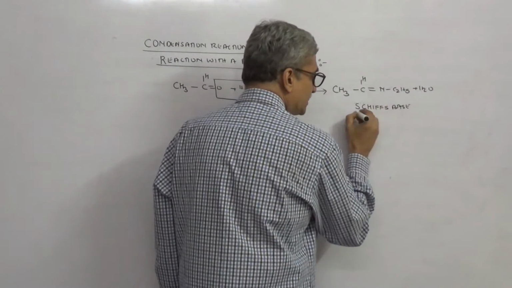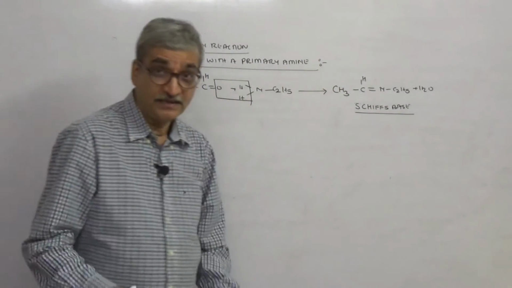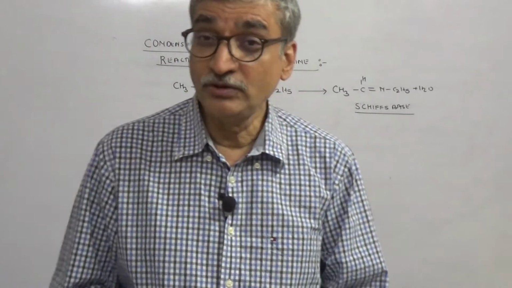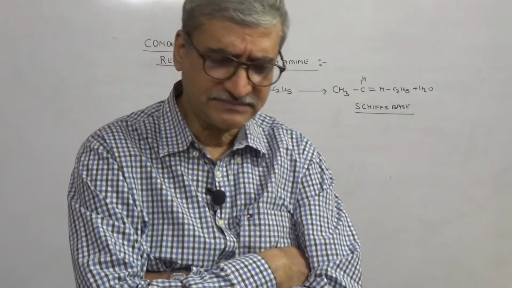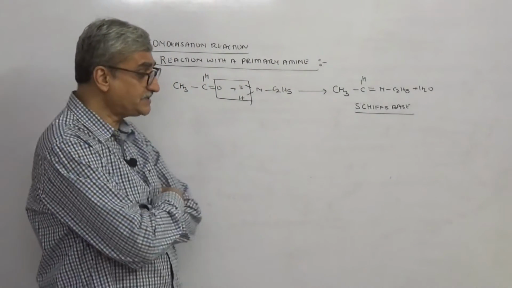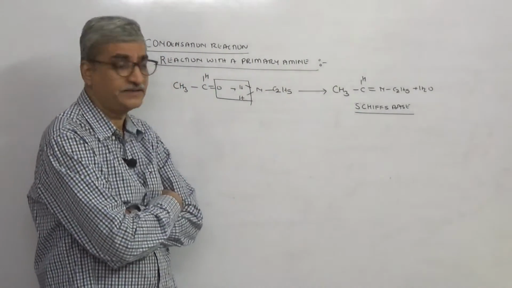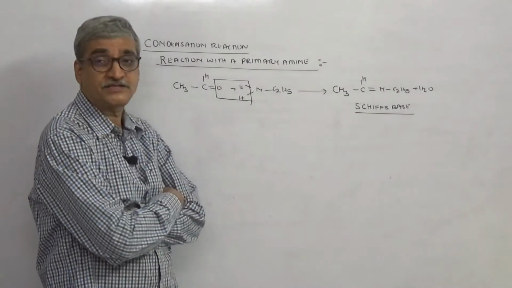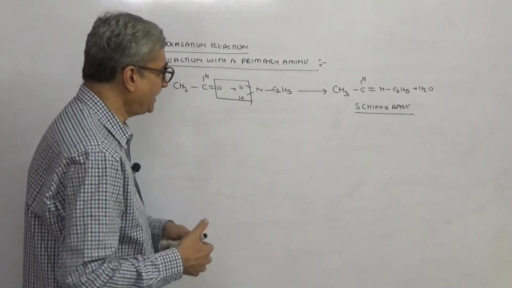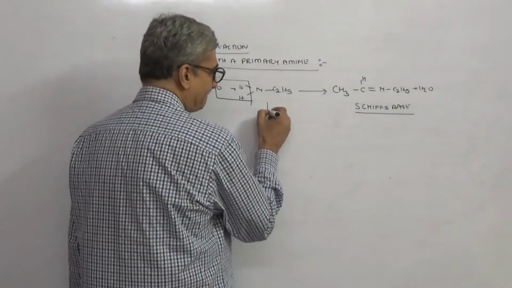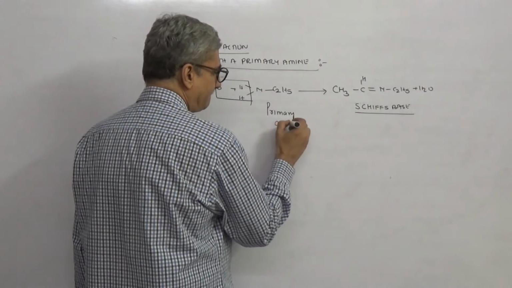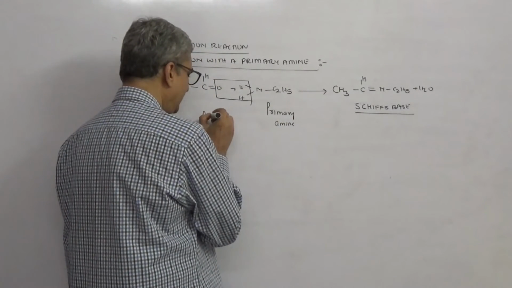So remember Schiff's reagent, which I am going to talk about later. I have already told you what it was: it is decolorized para-rosaniline hydrochloride. So Schiff's base is very different from Schiff's reagent. Schiff's base is a condensation product of a primary amine and an aldehyde, or a ketone.